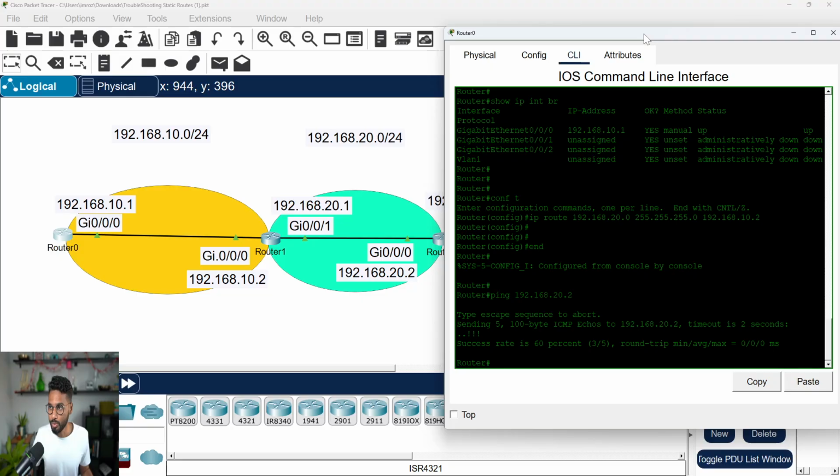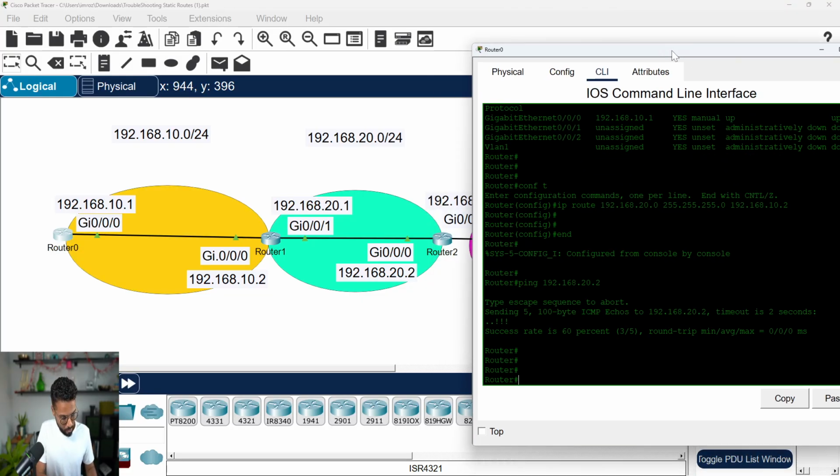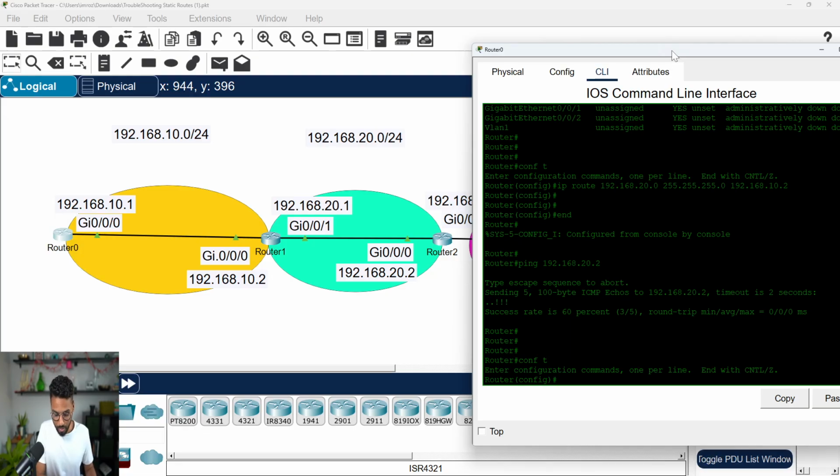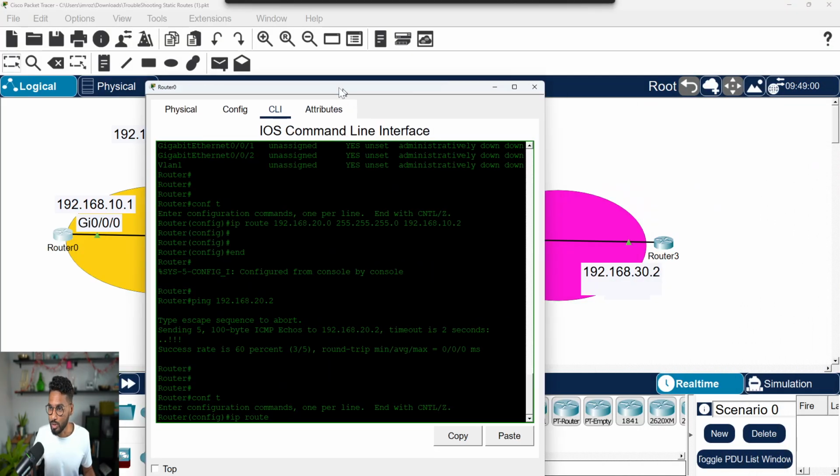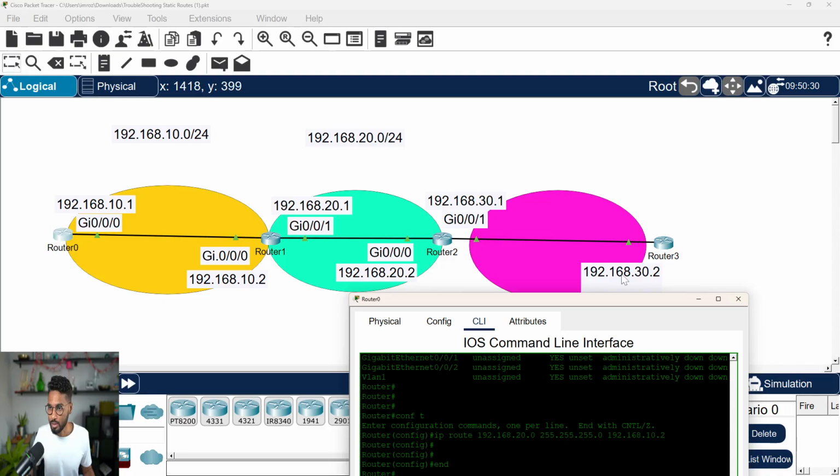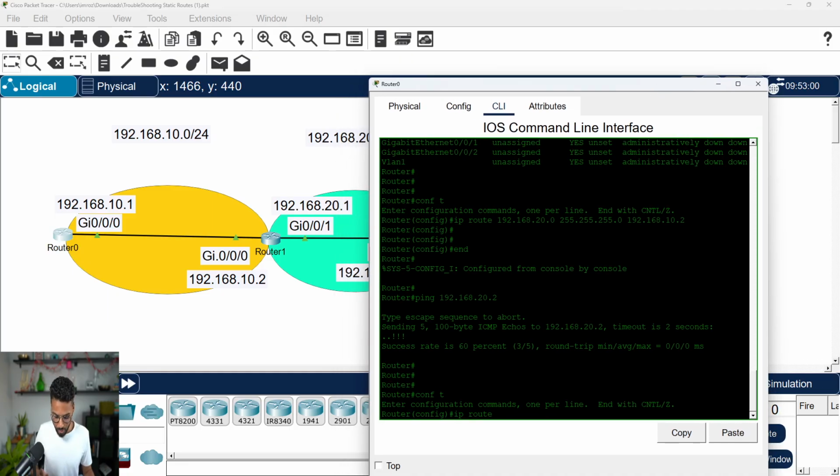Go to router 0. We're going into the configure terminal mode. Same command, IP route. So the network address for this is 192.168.30.0, followed by its subnet mask 255.255.255.0. And again, the first hop it needs to take, which would be this, 192.168.10.2.